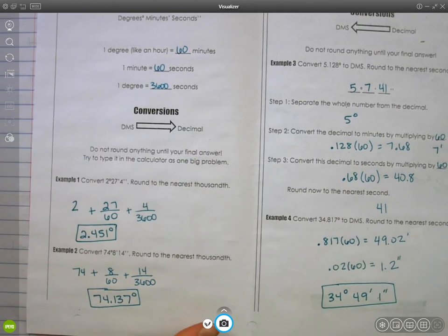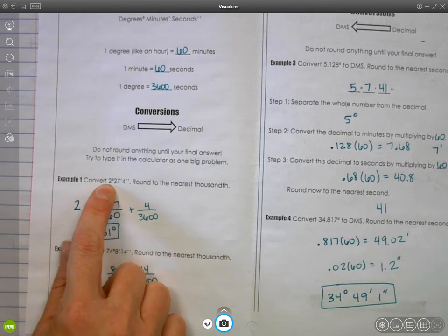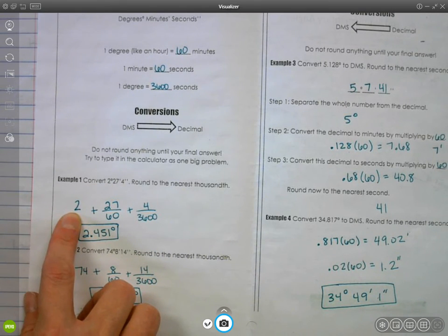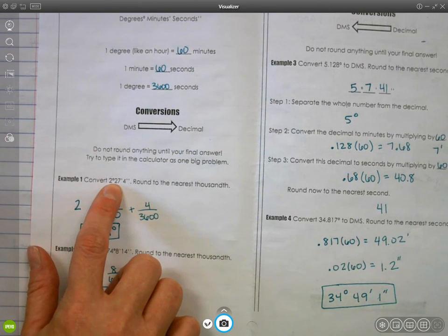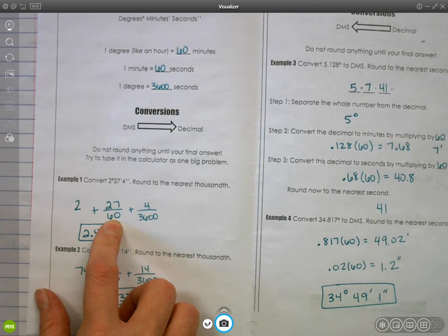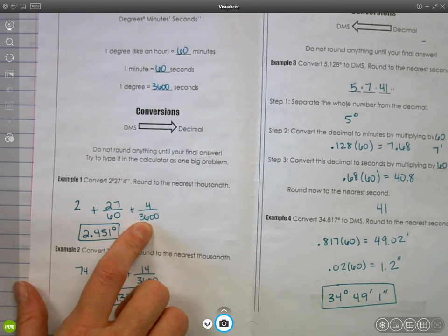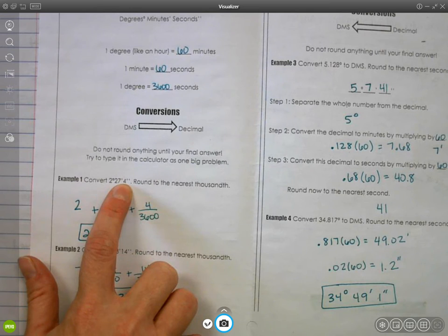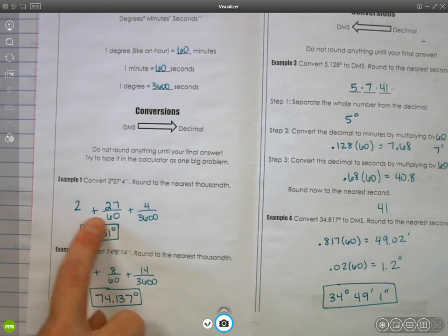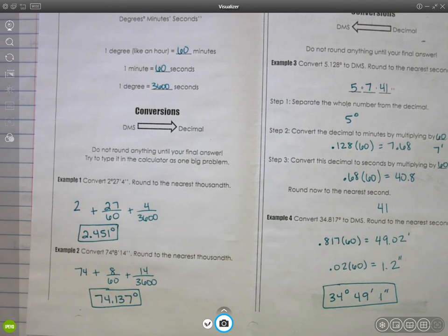All right, so for the degree part, you hold on to it. It's your whole number. To get your decimal pieces, you're going to say that 27 gets divided by 60 and 4 gets divided by 3,600, because this is 27 out of 60 minutes, and that's 4 out of 3,600 seconds. Then you type this in your calculator all at one time.